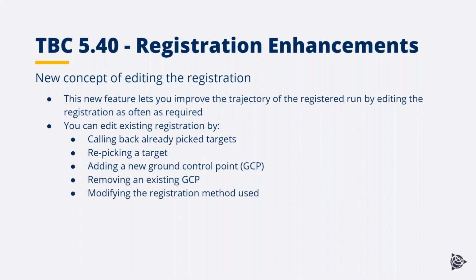You can modify the registration method used. So you know that we have 3 different types of registration: global, local, and a combination of those. So you can swap between them. And finally, you can also change the individual settings related to one GCP. For example, you can later change if the control point is used only for horizontal correction or vertical correction of the data.